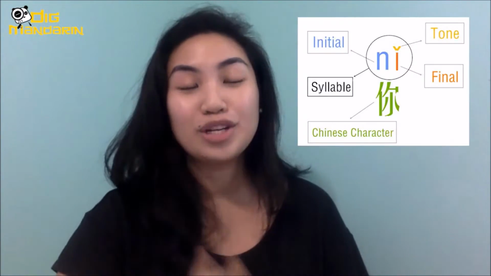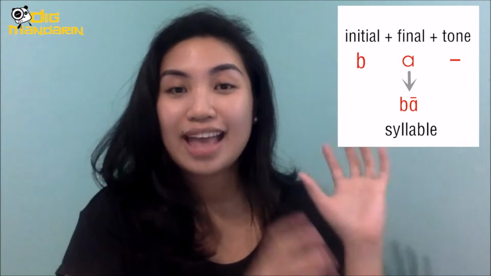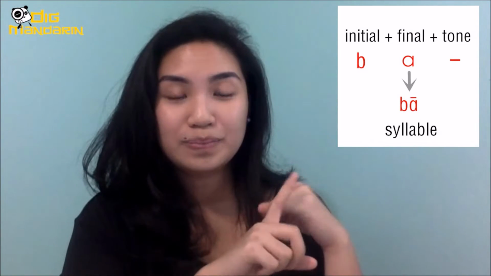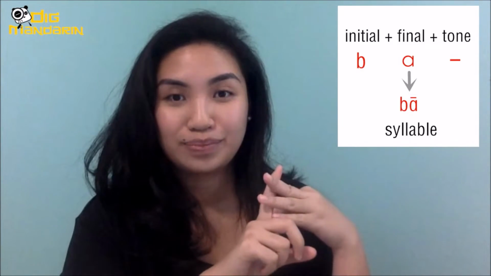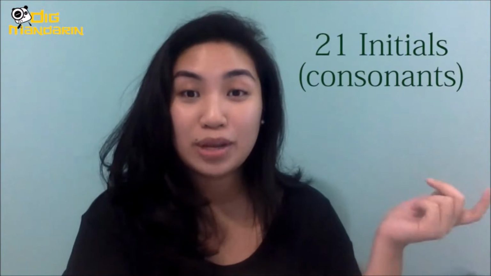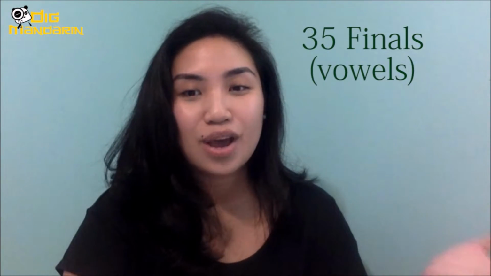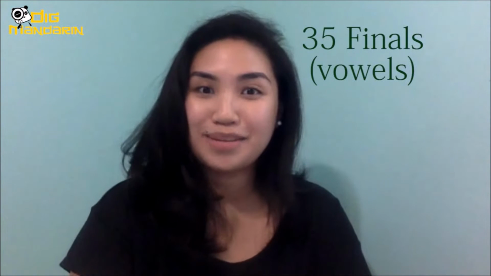All right, let's get into some of the details. First, let's start with syllables. One Chinese sound corresponds to one syllable, and every character has its own syllable in Pinyin. Every Pinyin syllable has three parts: the initial, the final, and the tone. In Chinese, there are 21 Pinyin initials, which are usually consonants, and 35 Pinyin finals, which are vowels and vowel combinations.